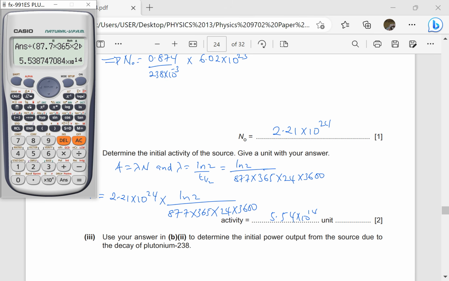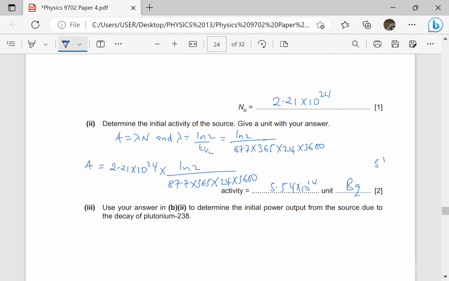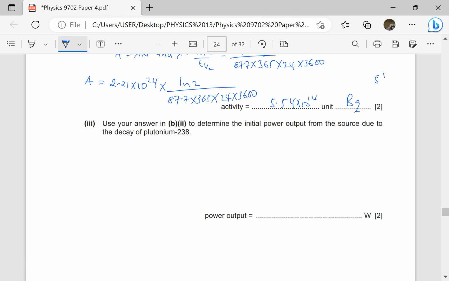And of course, activity is going to be given a unit in becquerels, or you can give it a unit as per second, because we have changed the time into seconds. Alternatively, we could work it out in another unit, but I think the most appropriate would be becquerels or per second. Use your answer in B Roman 2 to determine the initial power output from the source due to the decay of plutonium.